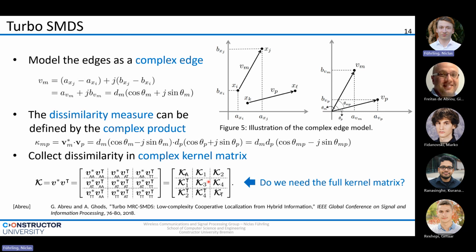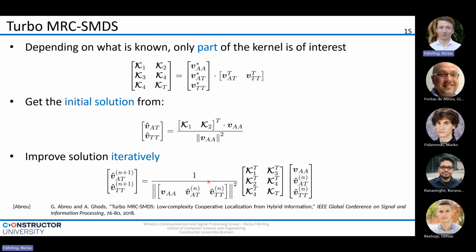So what was proposed in the Turbo SMDS was that we only know some part of the kernel. And we only need it because, for example, if you say you have some anchors placed in the environment, then you say you know them already. So we say, okay, VAA is known. And how this is written is, the first part is always what you know, so you estimate, and then this is what you don't know. So because we know VAA, it's not placed here, and because of this, we only have some part of the kernel, which is then of interest.